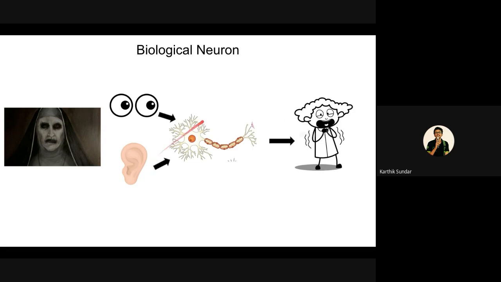The human neuron takes these inputs. It takes the visual inputs, it takes the audio inputs, it processes them, and it generates a reaction. The reaction can be whether you are afraid or not. And this particular threshold can be different for different humans.